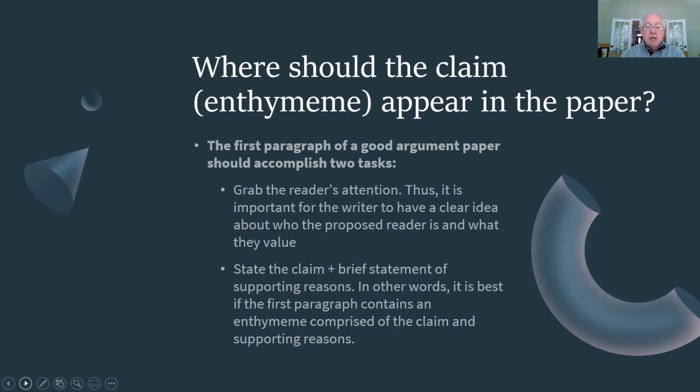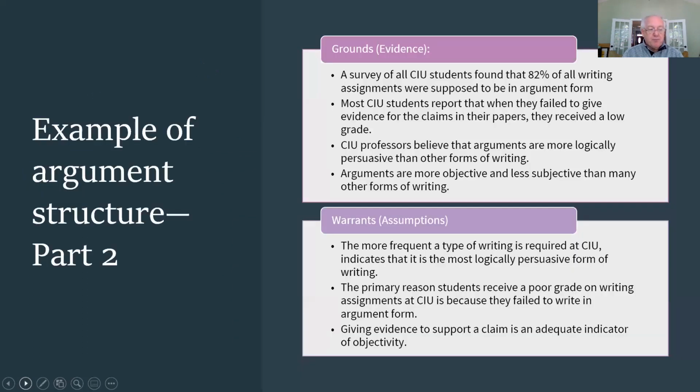The second is to state the claim, plus a brief statement of supporting reasons. And we said that can be done in an ontheme, and that's an efficient way to get that done. In other words, that first paragraph needs perhaps an ontheme made up of the claim and the supporting reasons. Hope that's clear.